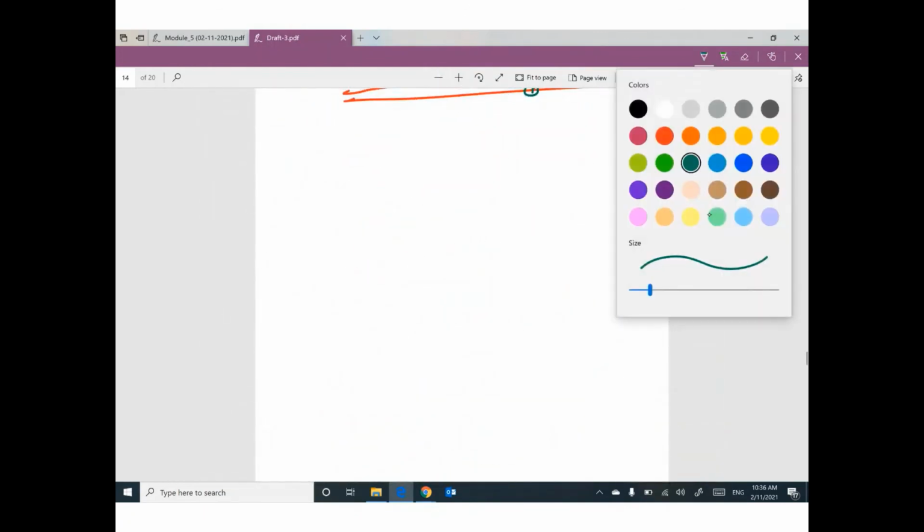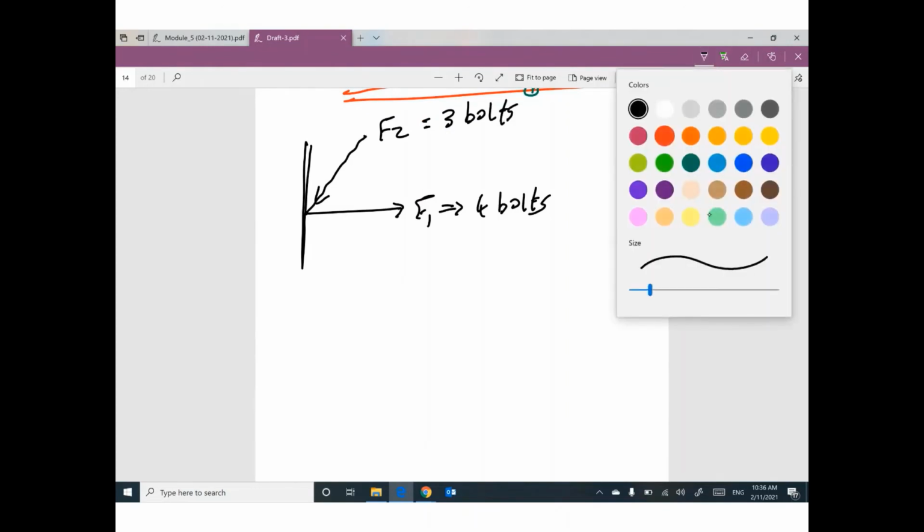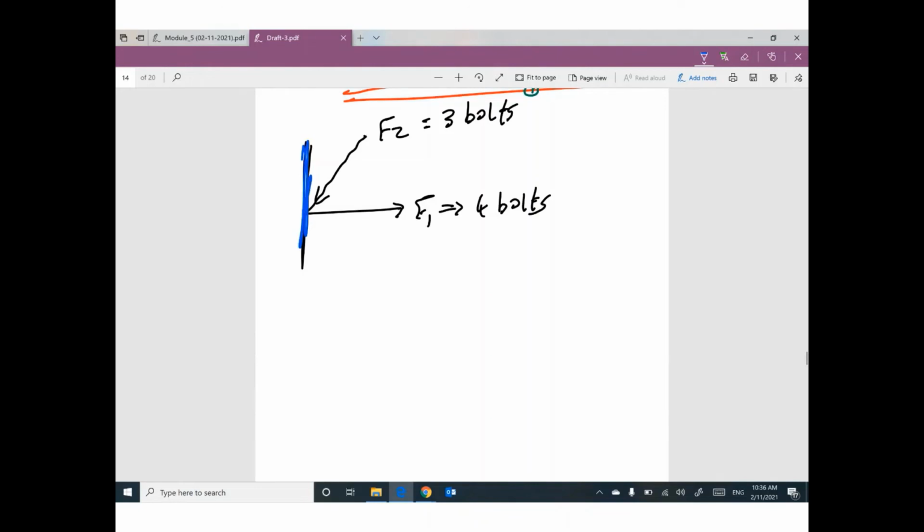Guys, for example, we have a connection like this. Here is the column, and we have member, and we have member, like this. For the truss, this one is tension, F1. This one is compression, F2. Based on your design, I need here 4 bolts. I need here 3 bolts. So regardless the column, I don't care about the column.